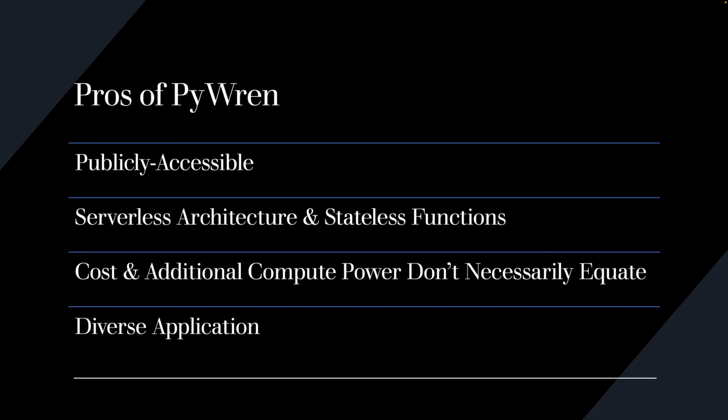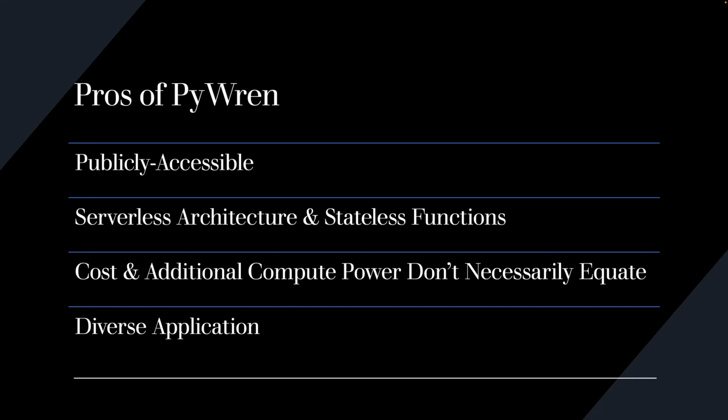We also see the cost and additional compute power don't necessarily equate to each other, and the two aren't correlated in all circumstances. So we saw that while using the PyWren library, the researchers showed that as they add more Lambda workers to increase parallelism, the cost of the resource additions did not drastically increase and remained at a stable baseline, which supports the goal of further making cloud computing more accessible.